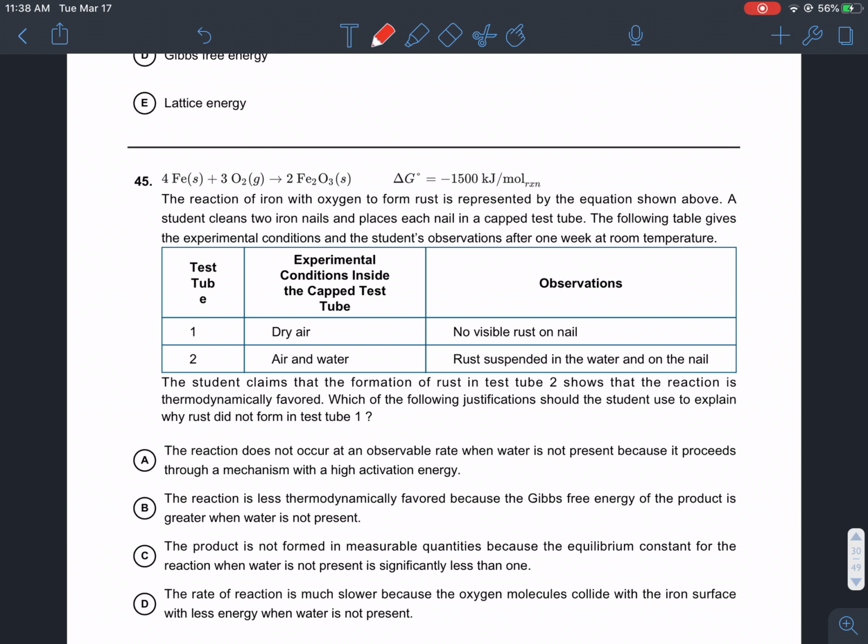I keep saying water, but we know it's thermodynamically favorable because delta G is negative. What is the water doing? It is helping. If you have a piece of iron sitting outside your house that's not wet, it will eventually rust on its own. It just will take a really long time. Now, when you get it wet, it'll start rusting, and that's because water is acting as a catalyst. The correct answer is A. The reaction does not occur at an observable rate when water is not present because it proceeds through a mechanism with a high activation energy, because water is the catalyst of that reaction.